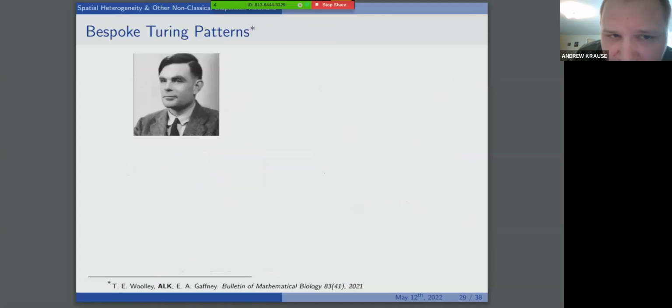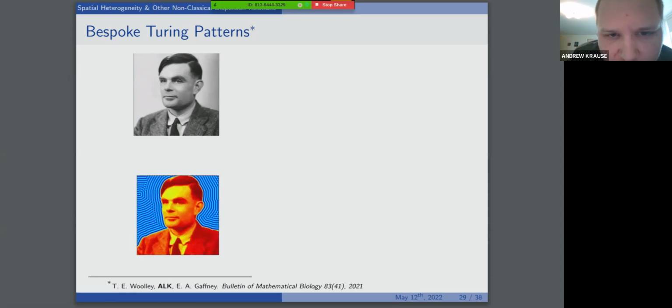But using this sort of local theory, Thomas Woolley and Eamon Gaffney and I went about applying this theory. So one way of doing this, or one way of visualizing this, is to design Turing systems. So here I take a Turing system and I use Alan Turing space as a spatial heterogeneity in some reaction diffusion system, and I get out somewhere where I match the local heterogeneous pre-pattern and somewhere where I have spontaneous pattern formation.